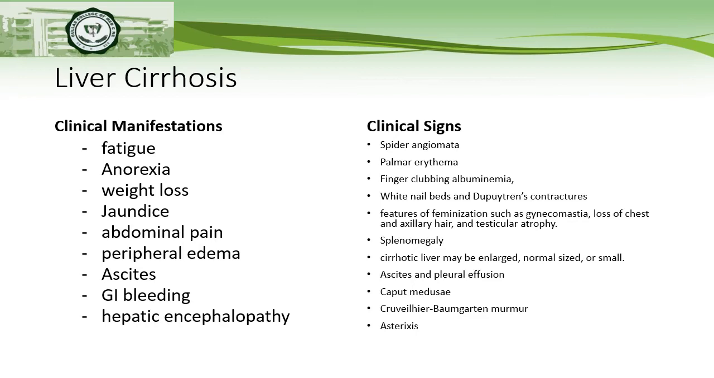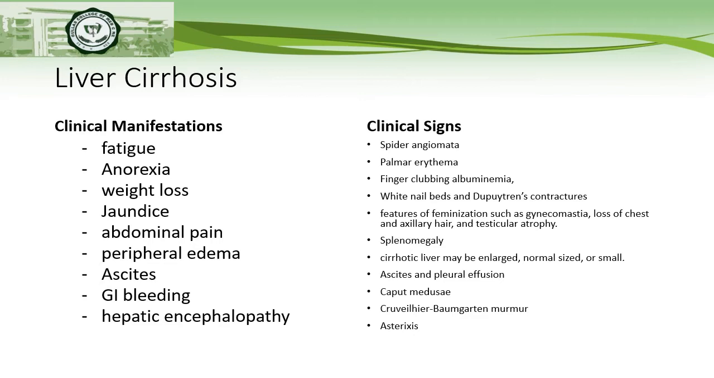Males may develop features of feminization such as gynecomastia, loss of chest hair and axillary hair, and testicular atrophy. Splenomegaly is actually common, while your cirrhotic liver may or may not be enlarged. In fact, it may be normal sized or small.